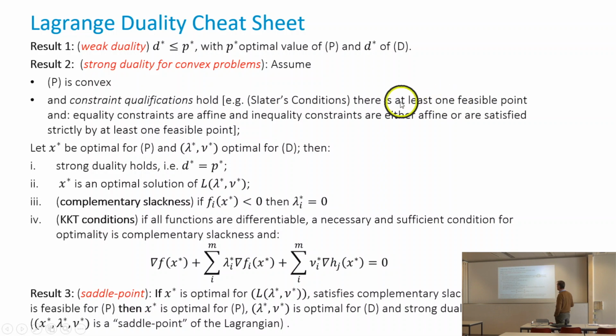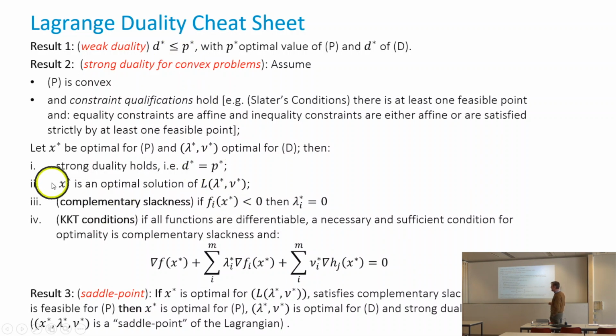For example, the problem must be feasible, and there must be at least one feasible point where inequality constraints are satisfied strictly, or, and this is what we will use very often, there is at least one feasible point and the inequality constraints are affine. Affine means linear plus a constant. So for linear problems, if the problem is feasible, constraint qualification always holds. Then, roughly speaking, if we have a convex problem with linear or affine constraints, then all those four results hold. Strong duality holds, so there is no gap between the two. The optimal value of D is the optimal value of P.